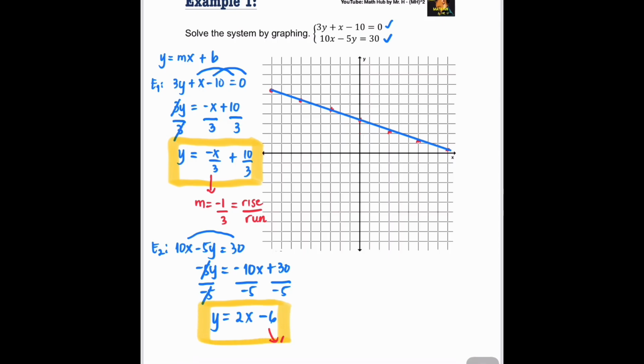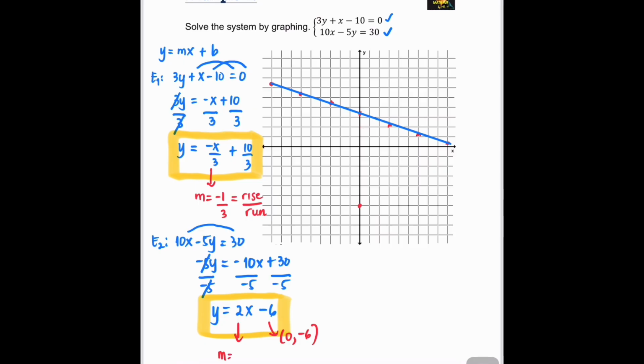The y-intercept is going to be (0, -6). Alright, so this is the y-intercept. The slope is equal to 2. So we're going to move 2 units up, then 1 unit to the right from the y-intercept. So let's do the counting. So 2 up, 1 right. 1, 2, then 1 to the right. So this is the next point. Alright, this is the graph of the second equation. So let me label that.